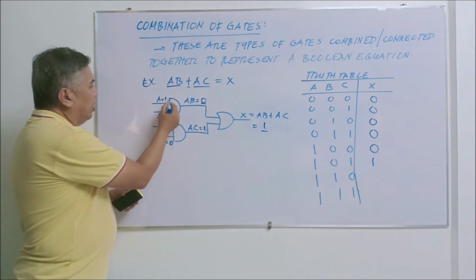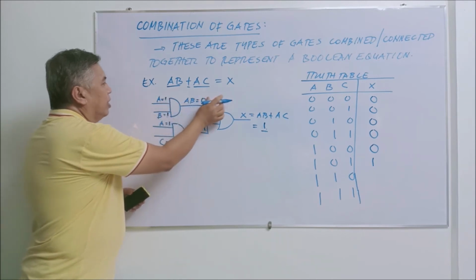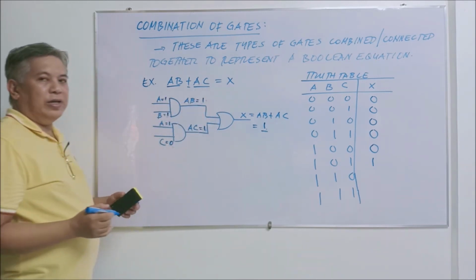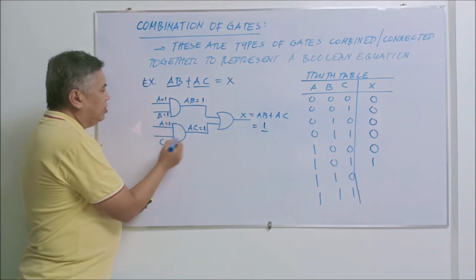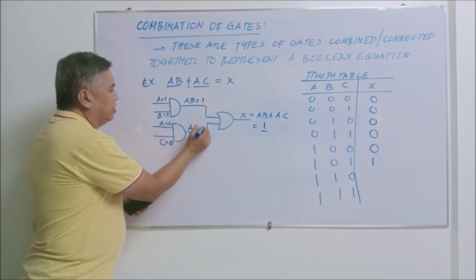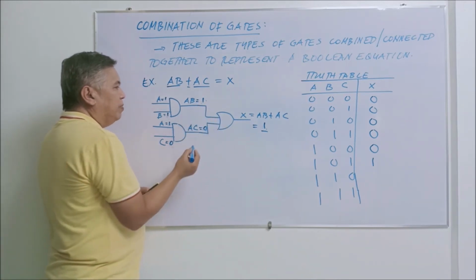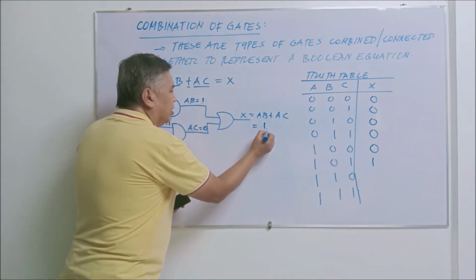You have 1, 1, AND gate. All inputs are high, so the output here is 1, or high. Here, you have 1, 0. The output here is 0. So, OR gate again: if any of the inputs is high, the output is high.